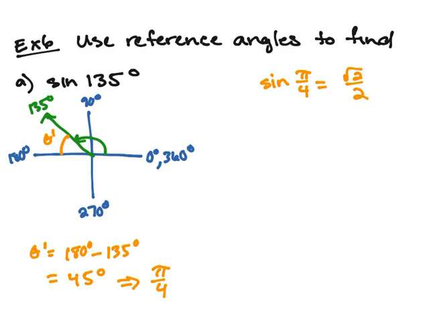Now, we're in quadrant 2. So is sine of 135 going to be positive or negative? It's going to be positive, so sine of 135 degrees is the same thing as sine of 45 degrees, and it's positive because we're in quadrant 2.